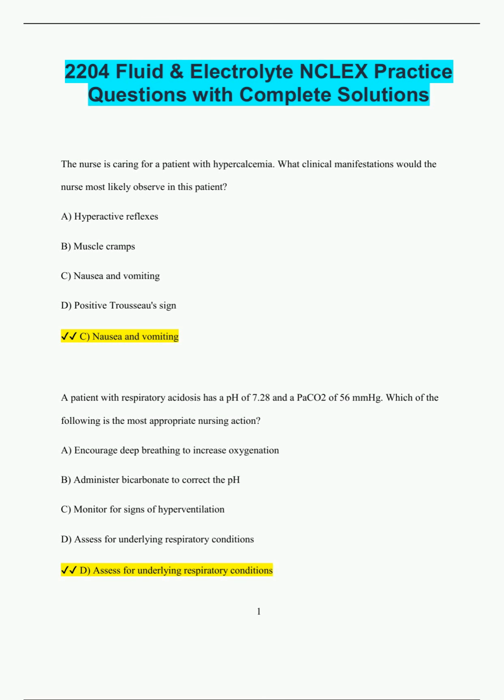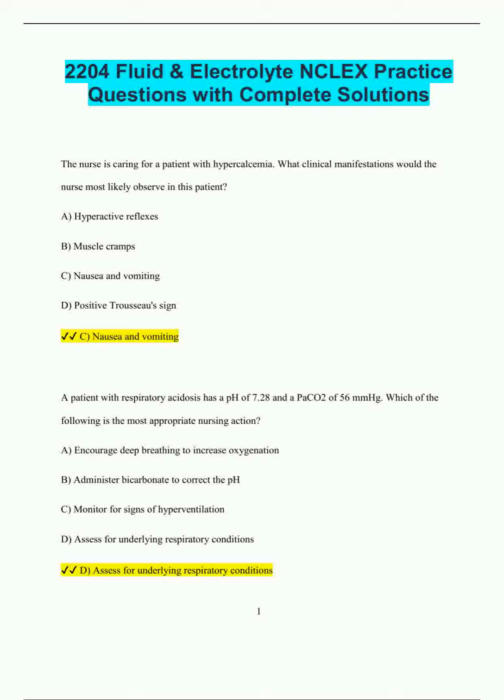2204 Fluid and Electrolyte NCLEX Practice Questions with complete solutions. The nurse is caring for a patient with hypercalcemia. What clinical manifestations would the nurse most likely observe in this patient? A. Hyperactive reflexes. B. Muscle cramps. C. Nausea and vomiting. D. Positive Trousseau sign. Answer: C.